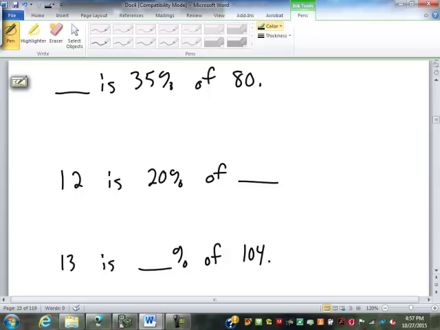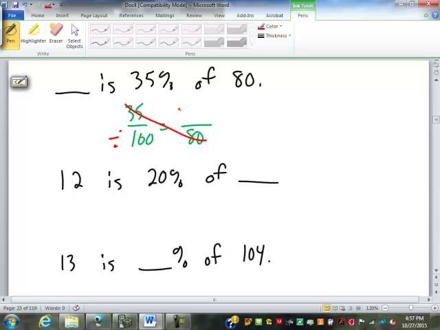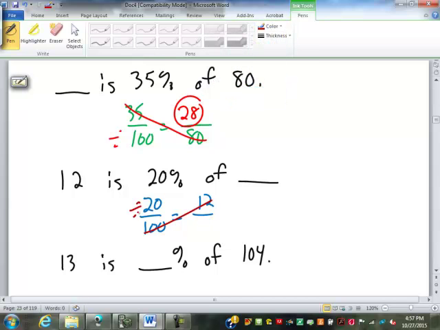Okay, so first one. 35% is 35 over 100 equals 80 goes top or bottom? Bottom. Cross multiply and divide. We're going to get 28. Very good. Next, 20%, so 20 over 100. Where's the 12 go? On top. Cross multiply and divide. We get 60. Very good.